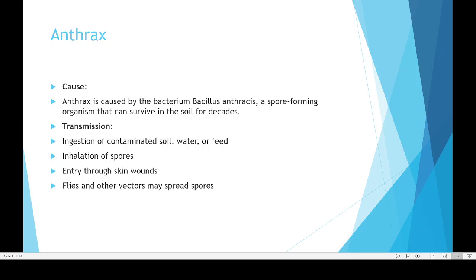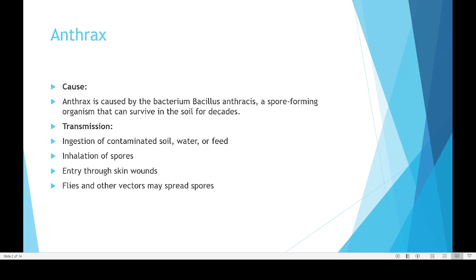So that is one. It is caused by bacteria, and the bacteria is known by the name Bacillus anthracis. Now coming to how it is transmitted: mainly by contaminated soil, water or feed. If this bacteria, Bacillus anthracis, is present in water or in soil or in the feed, it can spread through that process. That is how the contamination or spreading of anthrax takes place.